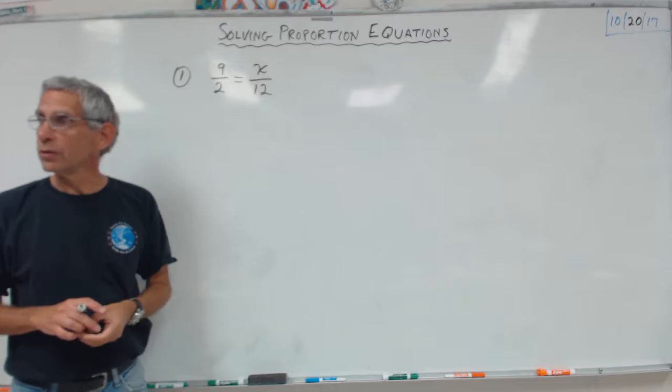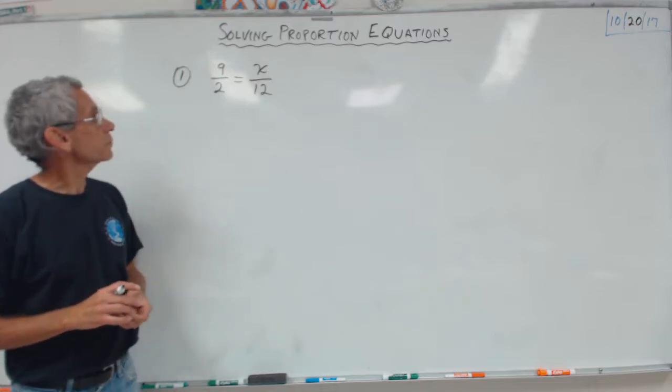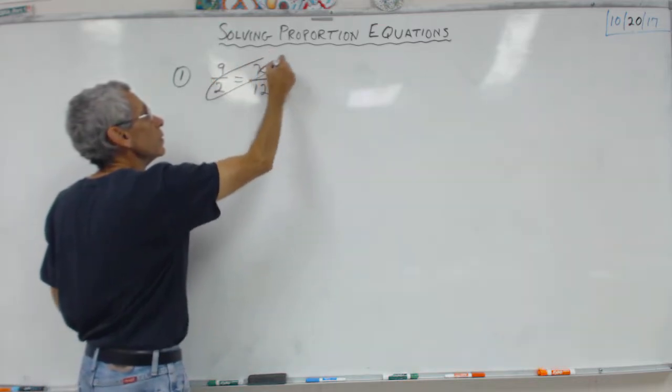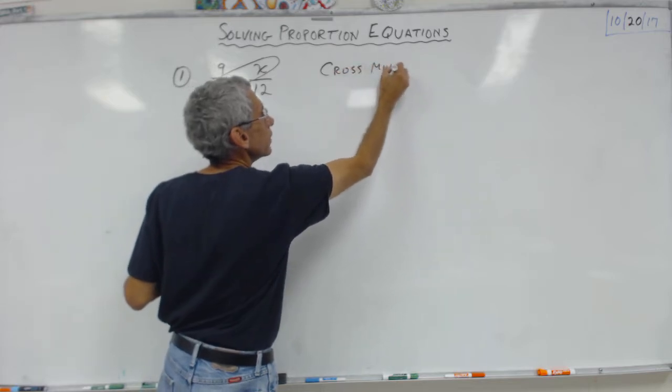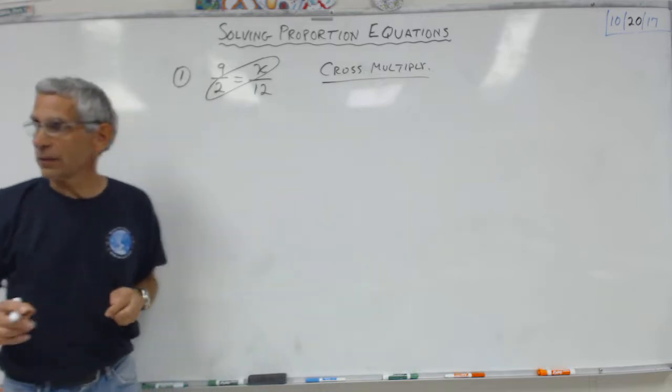Go ahead, Jan, what would you do? I do 2x, so cross multiply. Yes. So the 2 and the x are 2x, and then equals. So you're going to cross multiply. That is the easiest way to solve these, right?